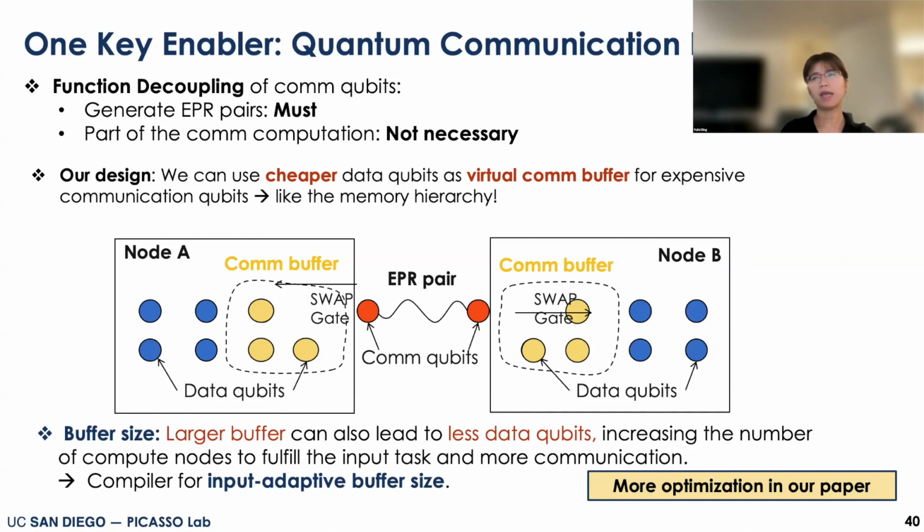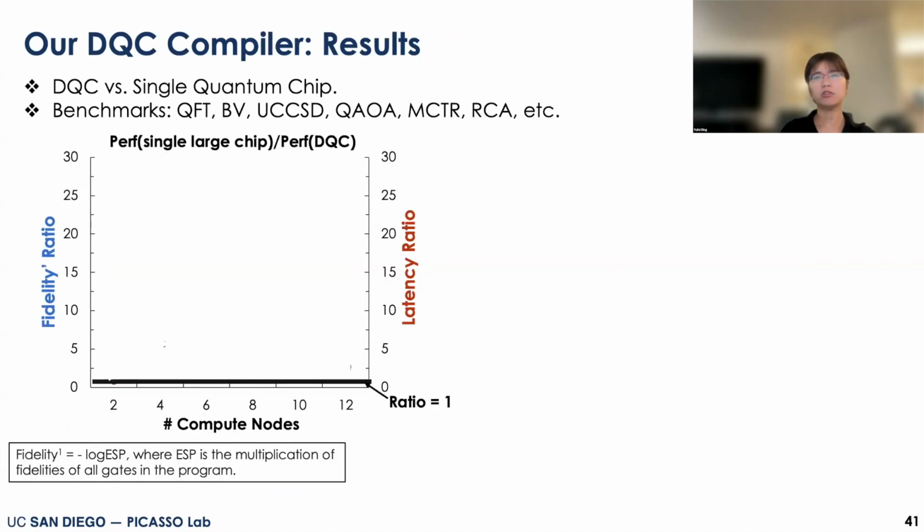In our paper, we have more optimizations. Here, I just want to give you the final result. We compare our DQC setting with a single monolithic quantum chip on a set of benchmarks, using two metrics. One is the overall fidelity of the program, and the second one is the latency of the program.